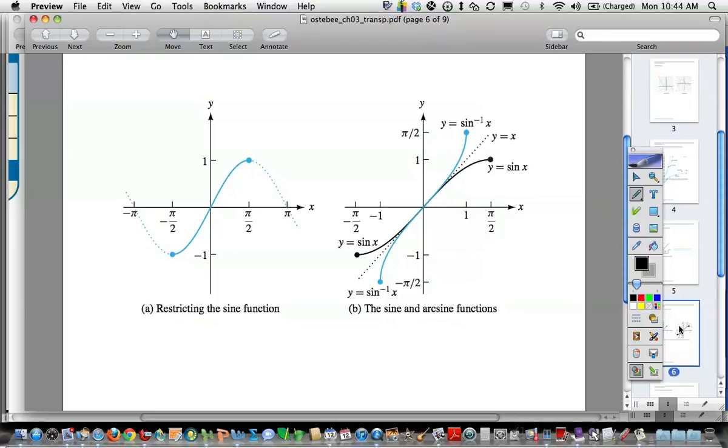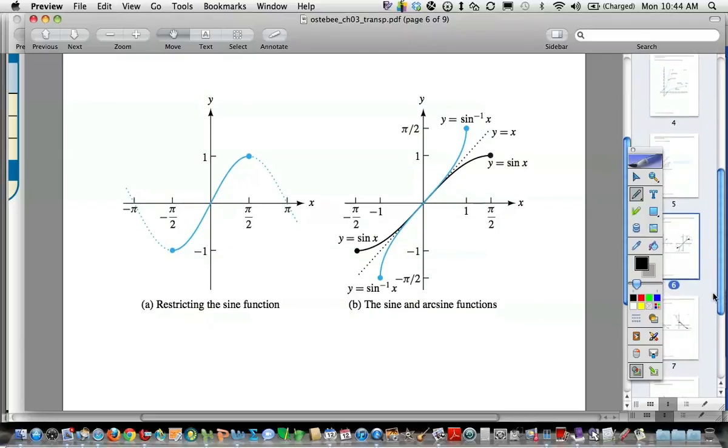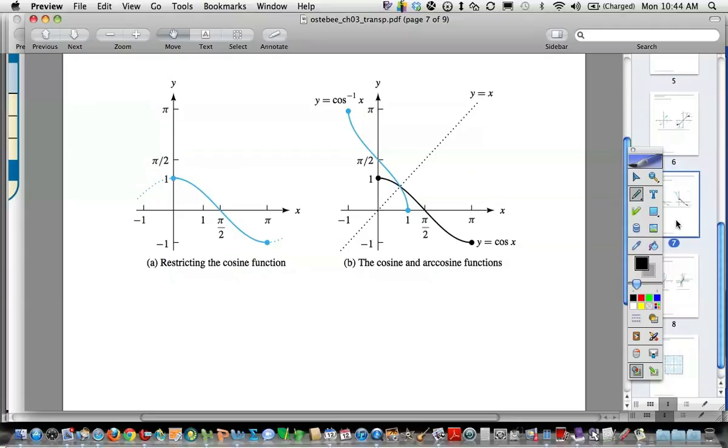All right, in cosine, the same thing would happen, so look at the next picture in your book. We're going to restrict cosine from 0 to pi, because cosine is positive in quadrant 1, and cosine is negative in quadrant 2. So that'll give us the positive outputs and the negative outputs we need for cosine. Okay? So we just take one piece of the graph that gives us all those cosine values from negative 1 to 1.